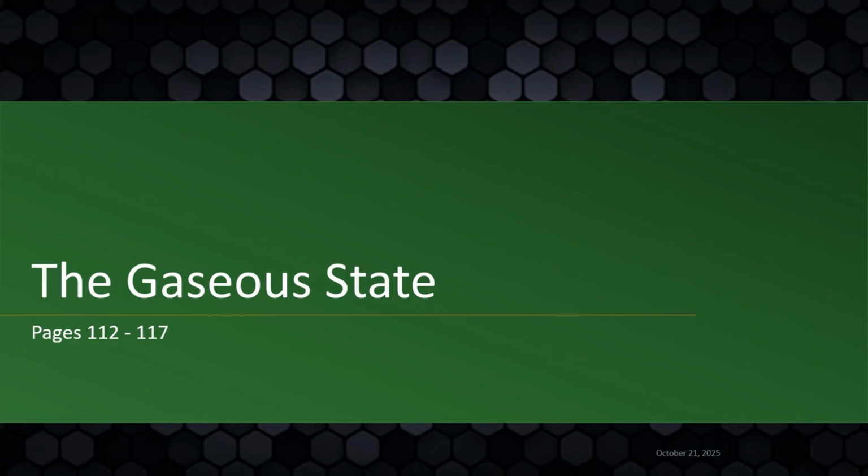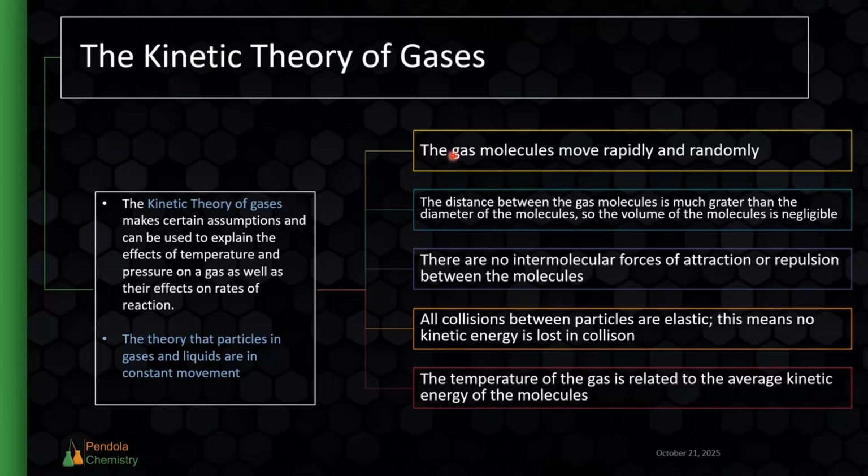Today we're going to cover chapter 5, section 2, and we're going to specifically look at the gas state in states of matter. In section 1, we covered the basics of all three states of matter. We're now going to take a deeper dive into each state of matter, starting with the gaseous state here.